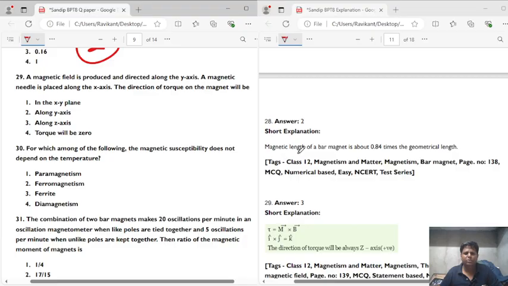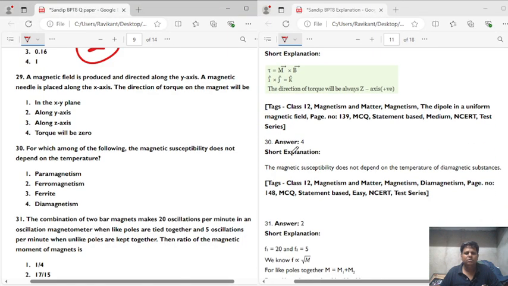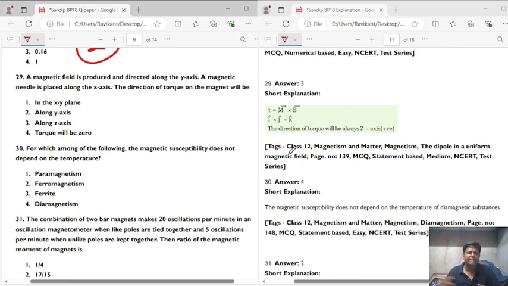Now let's get into question number 29. Question number 29 says that a magnetic field is produced and directed along the y-axis. Magnetic field is along the y-axis. So your B vector is along j cap. A magnetic needle is placed along the x-axis. It means it will have its magnetic dipole moment along the x-axis, that is along i cap.